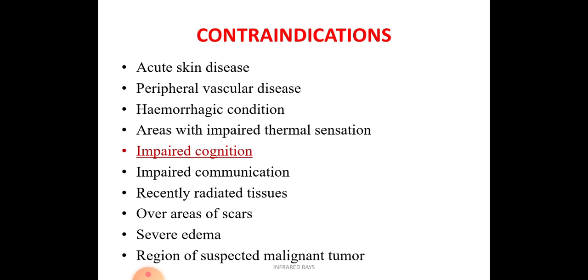Impaired cognition. That is also the same thing. Cognition affected means the patient will not be able to give you exact feedback on whether he is feeling heat more or less, so again there are chances of getting burns. Impaired communication. Again the same thing, you will not get feedback regarding what your patient is feeling, whether the patient is feeling more heat or less heat. Recently radiated tissues.